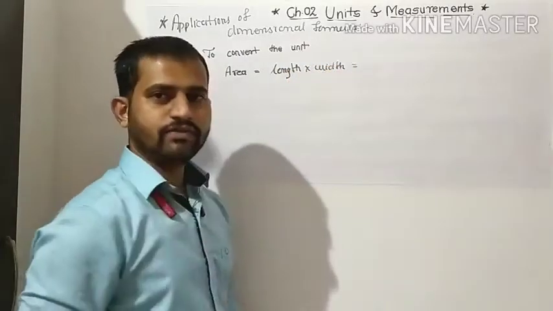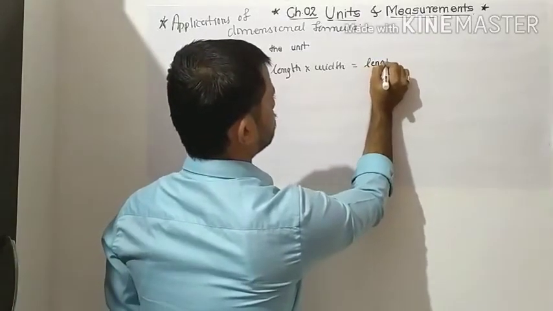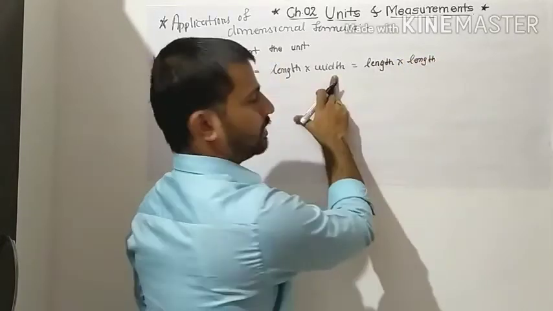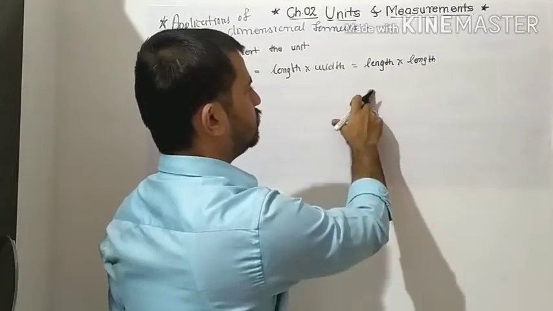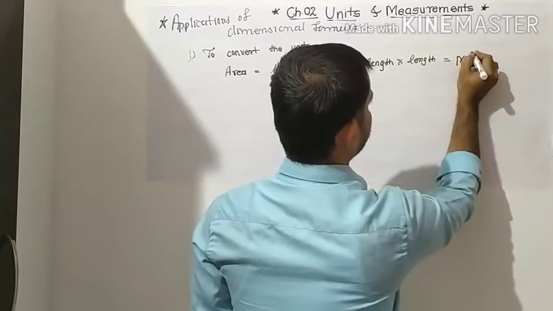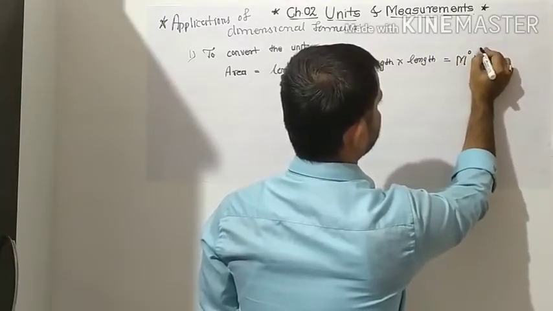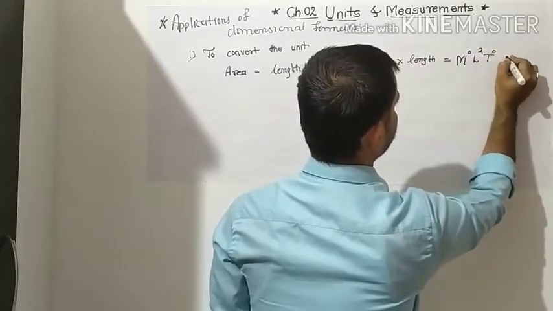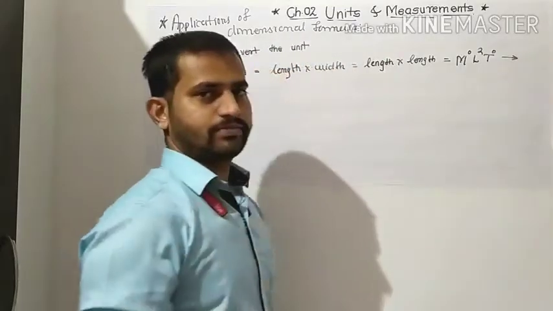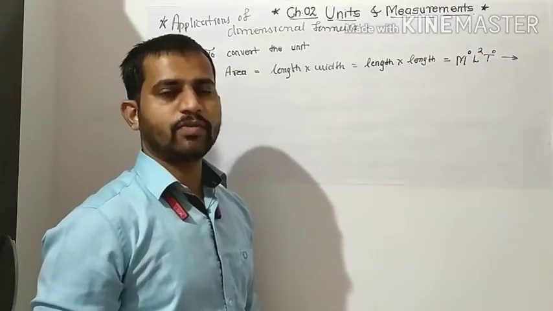Now what is the dimensional formula for the area? It is length into length, because the basic fundamental quantity behind the width is the length. So the dimensional formula here is M raised to 0, L raised to 2 and T raised to 0. And what is the unit? The unit may be in any system, because we are not aware of the unit.